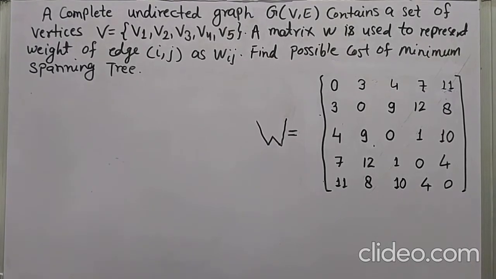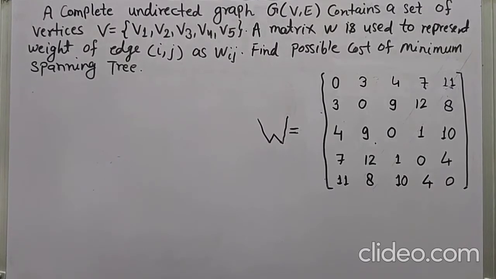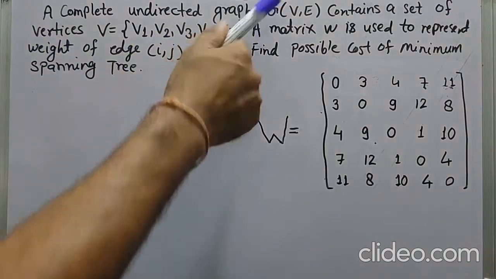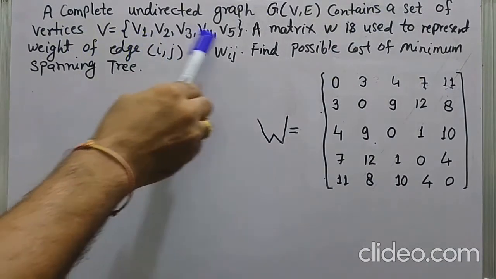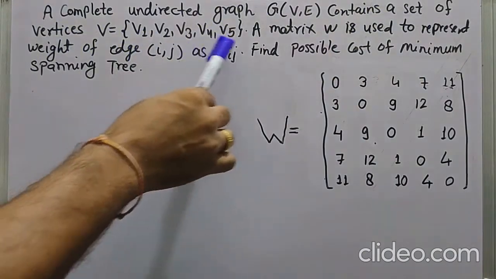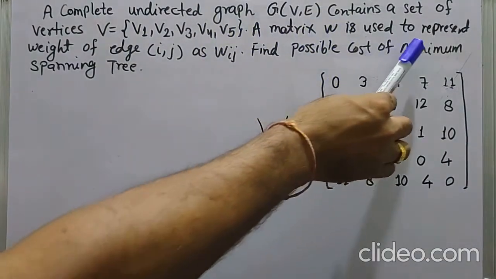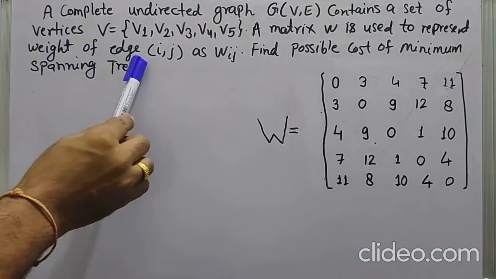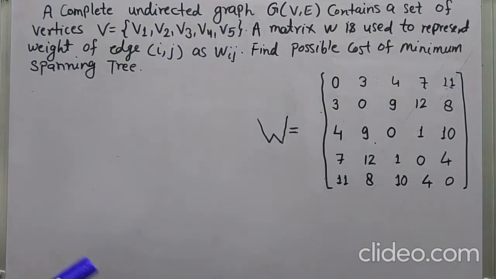This is a question based on the minimum spanning tree, and here the graph is given as an adjacency matrix. You can check a complete undirected graph G that contains a set of vertices V1 to V5, so it means we have 5 vertices in the graph, and a matrix W is used to represent the weight of Hij as Wij. So these are the indexes, right? Now find the possible cost of the minimum spanning tree.